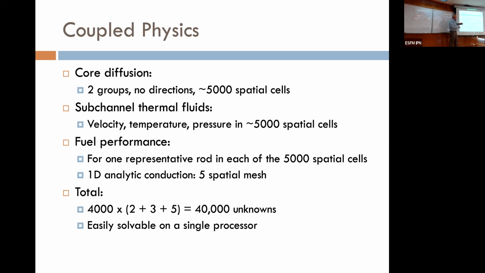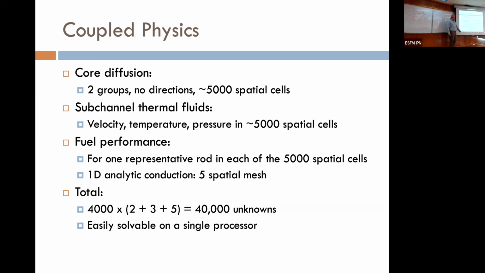My subchannel thermal fluid, I need to solve for velocity in one direction, Z, my temperature and my pressure with about 5,000 spatial cells. My fuel performance, I have one representative rod in each of the 5,000 spatial cells, and it does a 1D analytic conduction with 5 spatial mesh regions. And so I wind up with, that should have been 5,000, I need to switch that, 5,000 to getting up to 50,000 total unknowns.